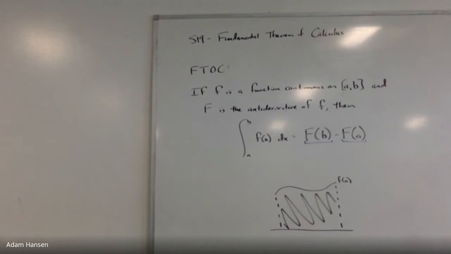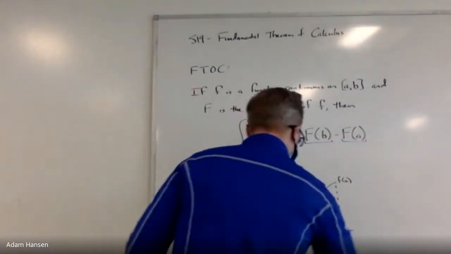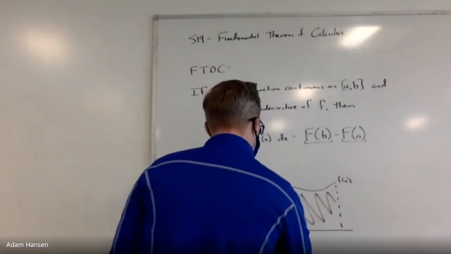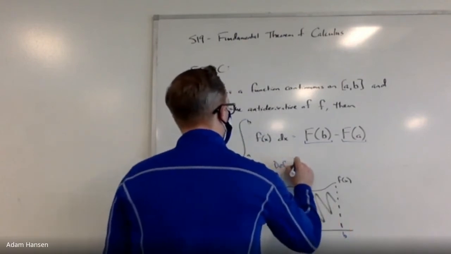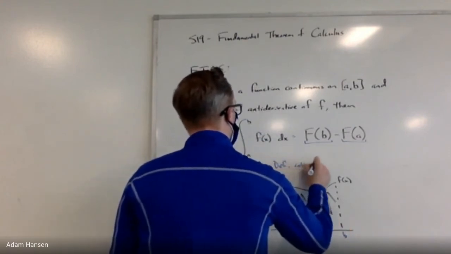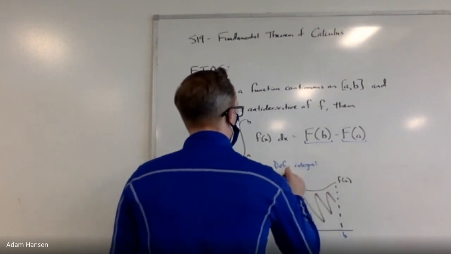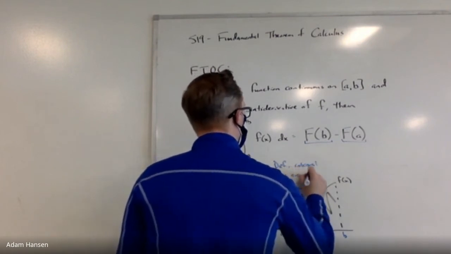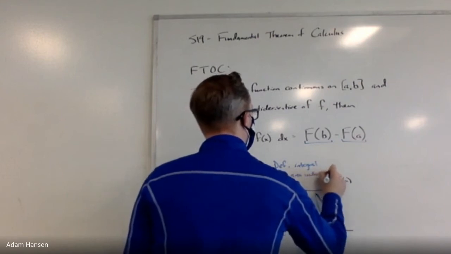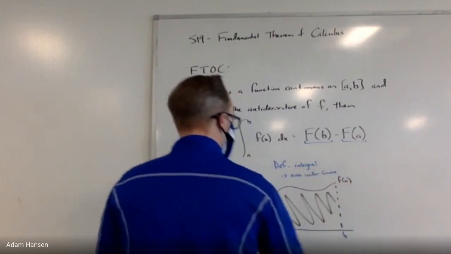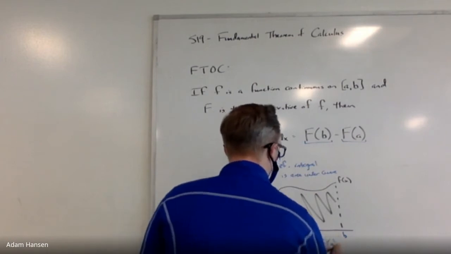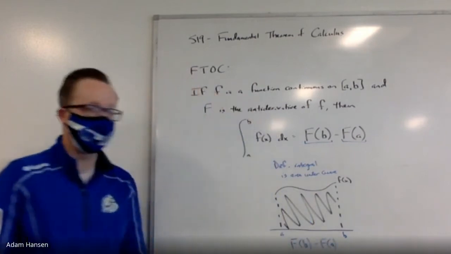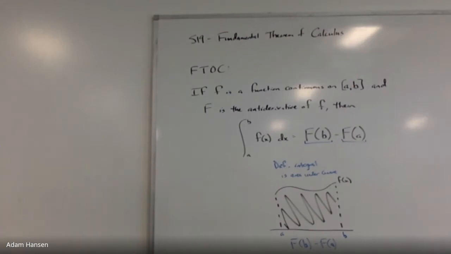The definite integral represents the area under the curve, f of x, from a to b. So this area is given by capital F of b minus capital F of a, where capital F is the antiderivative of function f of x.